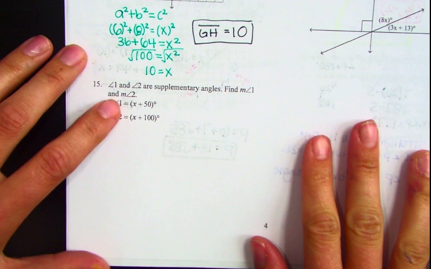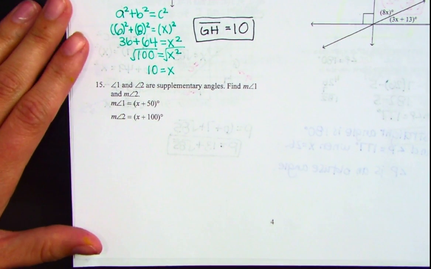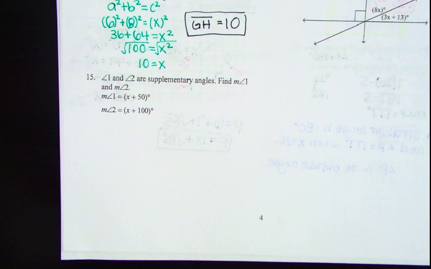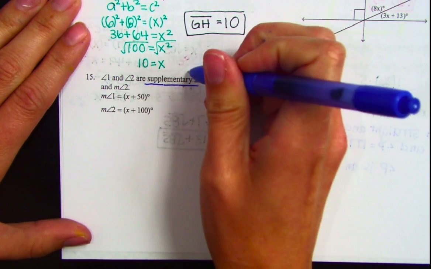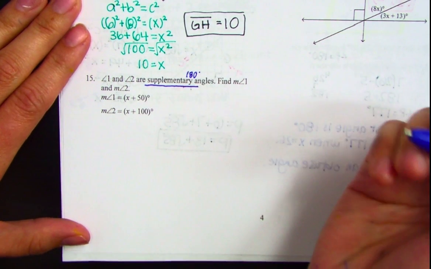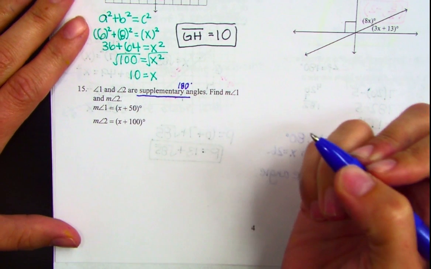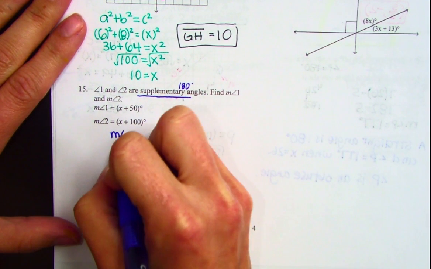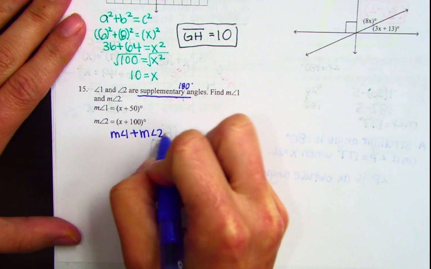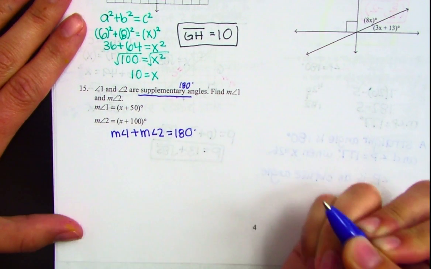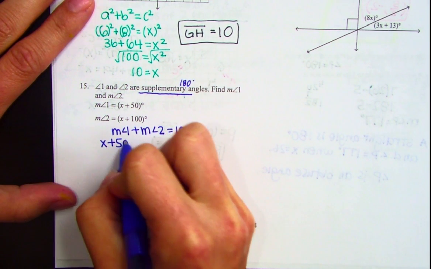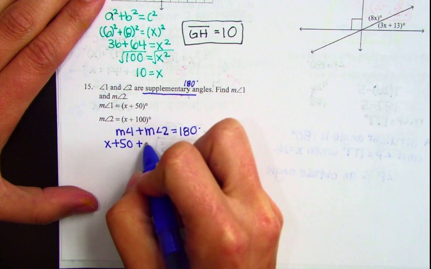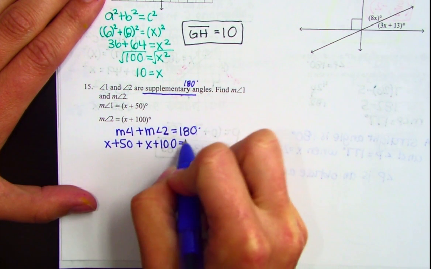Okay, number 15. Angle 1 and angle 2 are supplementary angles. We're going to find the measure of angle 1 and the measure of angle 2. So we remember supplementary means the sum of the angles is 180 degrees. So I'm going to go ahead and write that out for us. We're going to have the measure of angle 1 plus the measure of angle 2 is equal to 180 degrees. The measure of angle 1, they tell me right here, will be x plus 50. Measure of angle 2 is x plus 100, equal to 180 degrees.